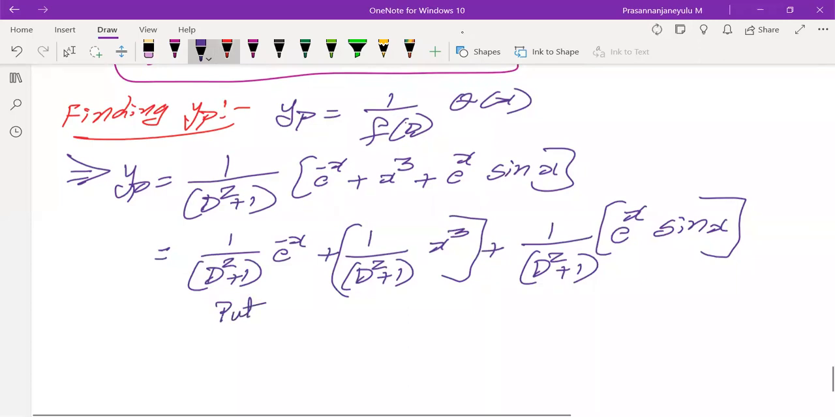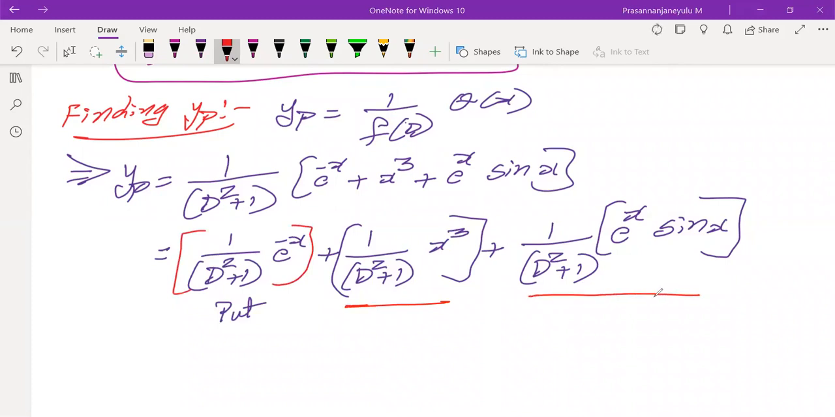Why? It's in the form of which type? Type 1. But what about the second term? In the form of type 3. This is in the form of type 4 and then type 2. So because of that reason, I'm just finishing it here itself.